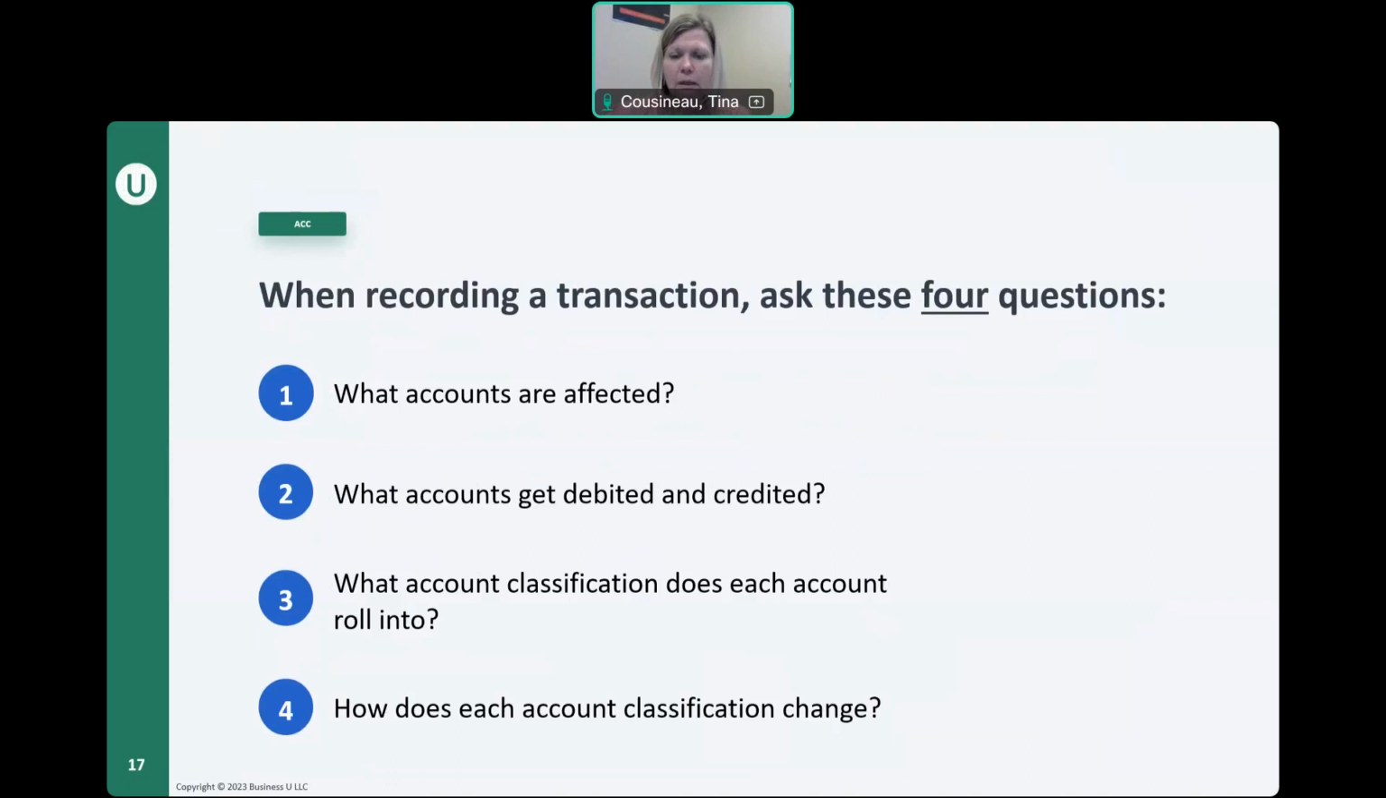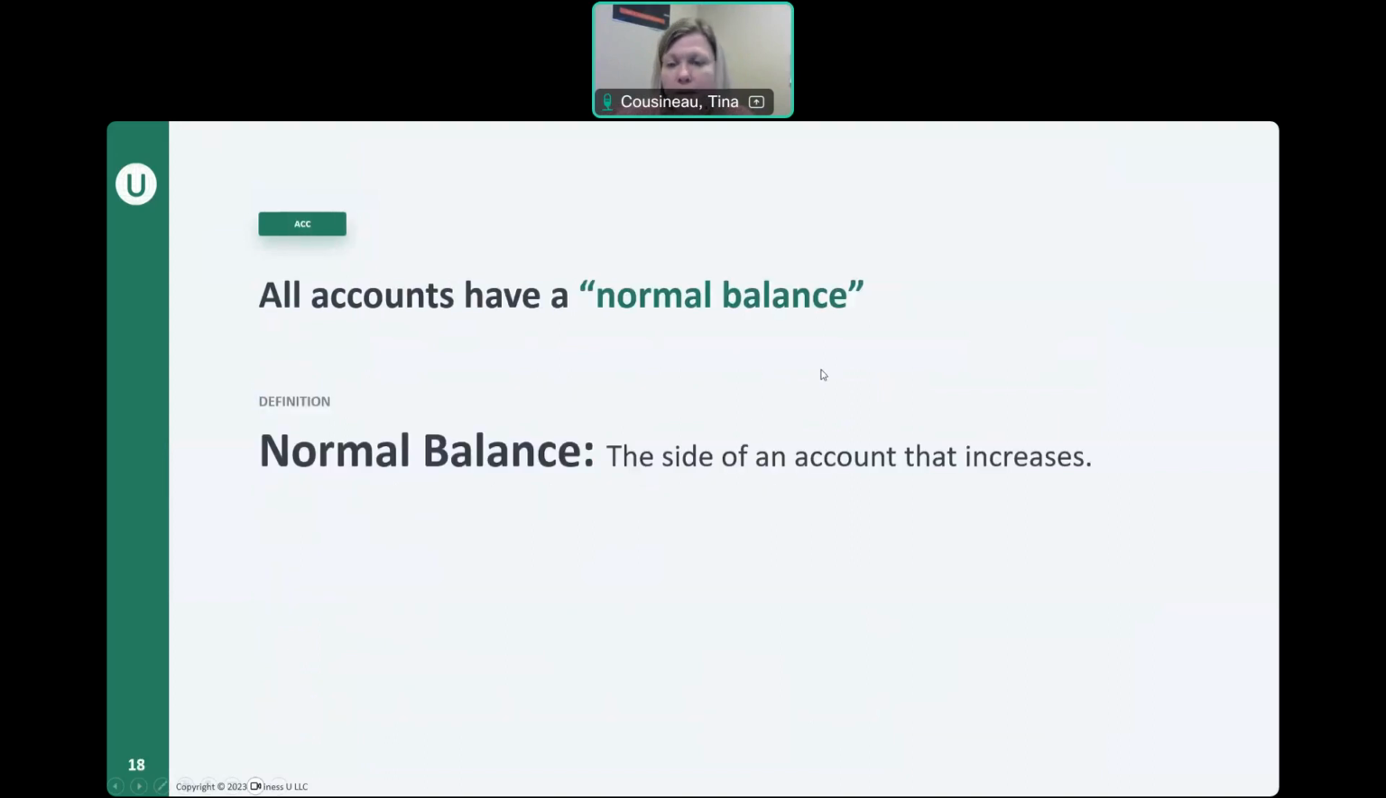That gets us to the end result of our T account and our account balance. All right, so what's our normal balance? Your normal balance of an account is the side that increases. Like I just said, if I get cash, I'm going to debit it. So my normal balance for cash is a debit.